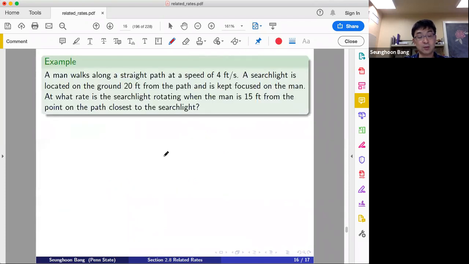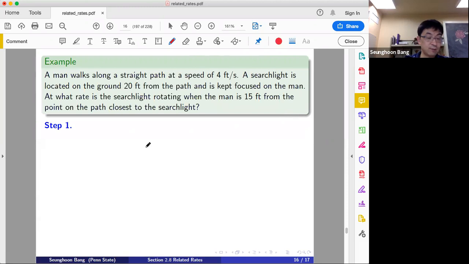The next example. A man walks along a straight path at a speed of 4 feet per second. A searchlight is located on the ground 20 feet from the path and is kept focused on the man. At what rate is the searchlight rotating when the man is 15 feet from the point on the path closest to the searchlight? That is the question.